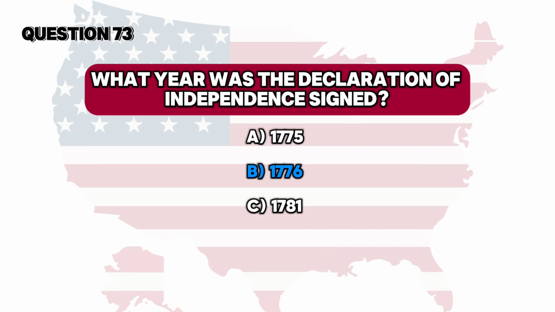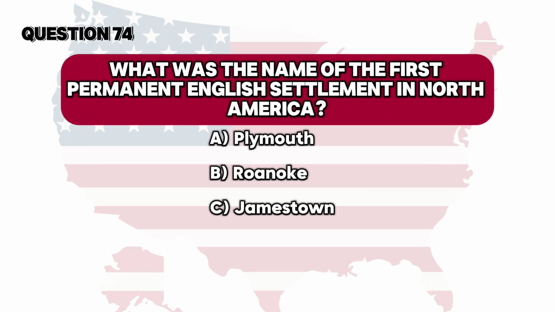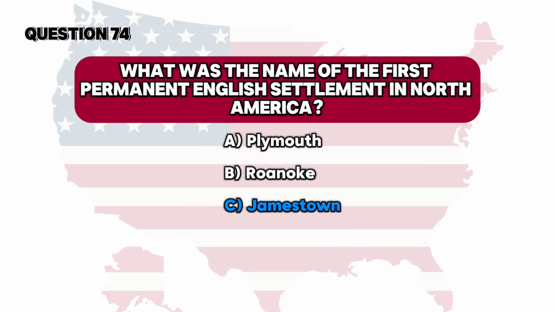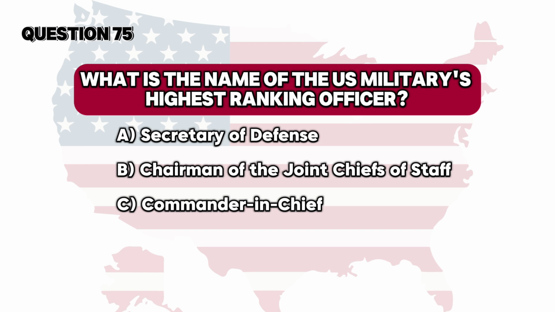1776. What was the name of the first permanent English settlement in North America? Jamestown. What is the name of the U.S. military's highest-ranking officer? The chairman of the Joint Chiefs of Staff.